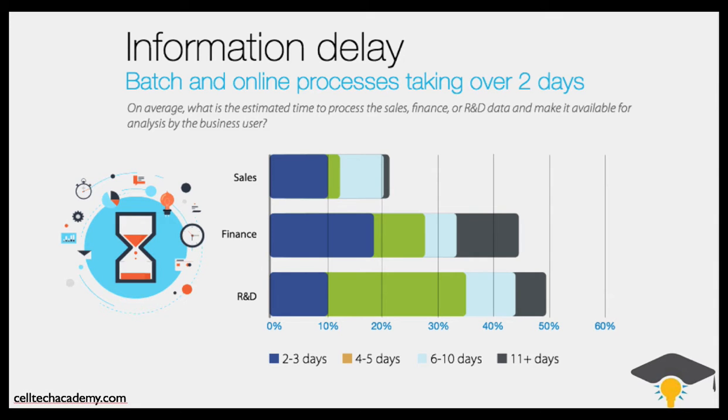As I explained earlier, let's talk about the information delay to your business user. It combines both batch and online processes, which takes over 2 days on average. This is the estimated time to process sales, finance, or R&D data and make it available for analysis by the business user. When you look at sales, it might take 2 to 3 days, or 4 to 5 days, or even 6 to 10 days, or 11 plus days. You will see the percentage at the bottom.